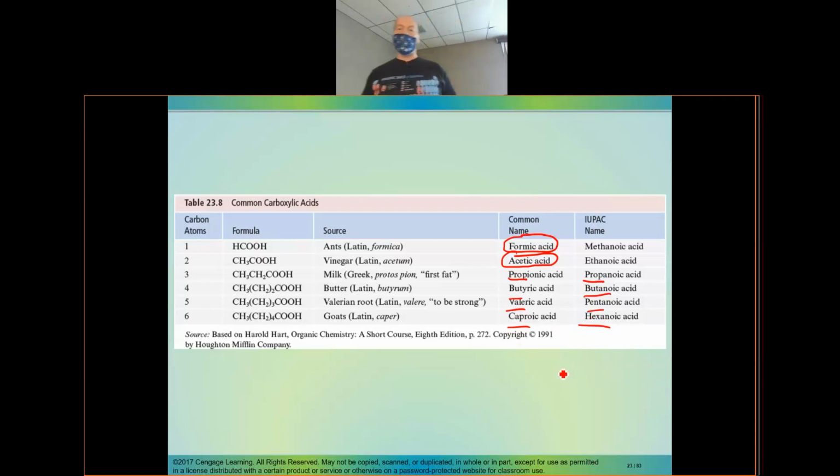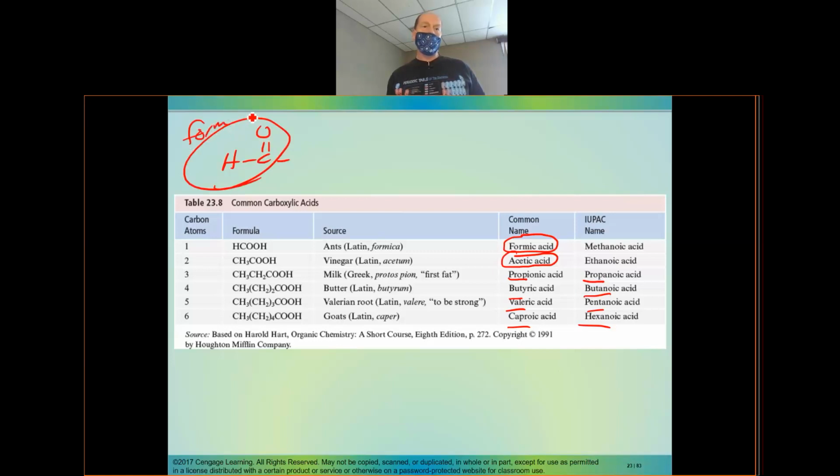You have to know formic and acetic. Propionic and butyric may show up. Those are pretty simple. It's the same as propanoic, same as butanoic. But you will definitely need to know the formic and the acetic. Formic sounds nothing like methanoic. Acetic sounds nothing like ethanoic. So you will need to know the formic and the acetic, which also means you need to know the formyl group and the acetyl group.